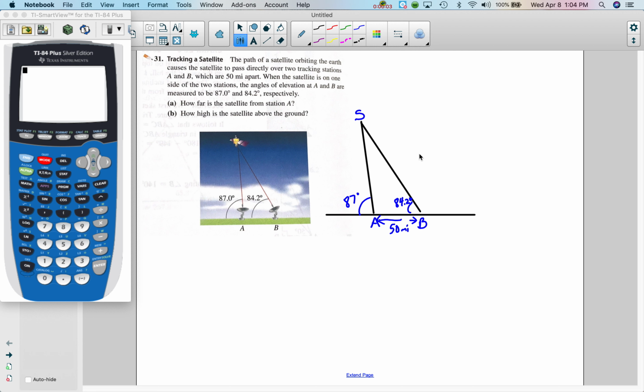Well, I thought I would go ahead and do a few examples of some word problems using law of sines. So this first one is number 31 in your textbook.